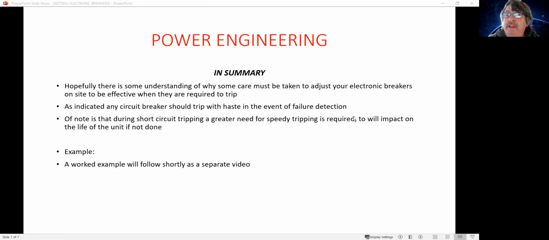So that forms the end of the basic discussion on the actual setting of the breakers. And if you follow on the video where there's actual examples used, you'll get to have a look at what the dials mean and what the values are, and then get some idea of what you need to adjust on these two particular breakers.